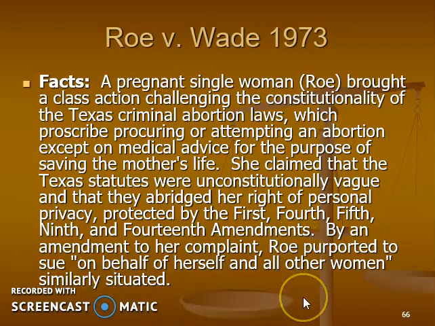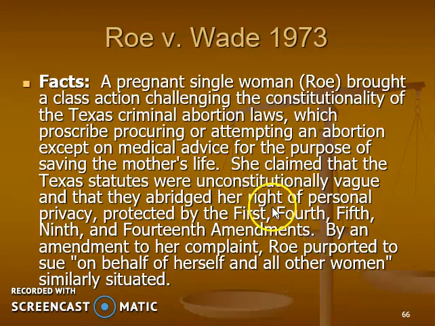So here we go. So in 1973, there was a case. A pregnant single woman by the name of Roe brought a class action lawsuit challenging the constitutionality of the Texas criminal abortion law. So it used to be a crime to abort babies, fetuses, whatever you want to call them, which prescribe curing or attempting abortion except on the medical advice for the purpose of saving the mother's life. She, meaning Roe, claimed that the Texas statutes were unconstitutionally vague and they abridged the right of personal privacy protected by the 1st, 4th, 5th, 9th, and 14th Amendments. By an amendment to her complaint, Roe purported to sue on behalf of herself and all other women similarly situated.